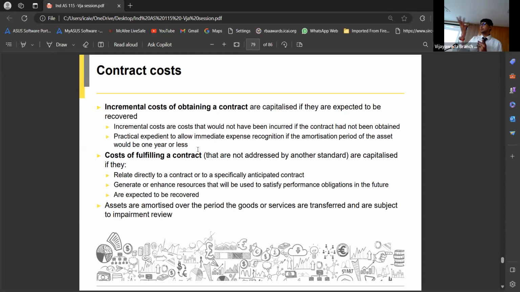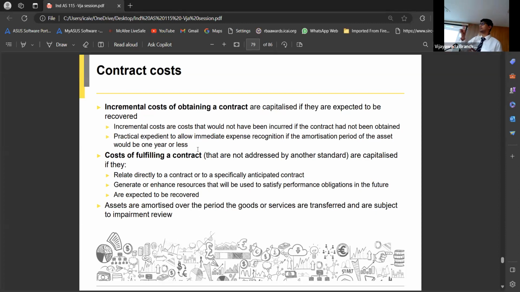For example, you paid brokerage to get the premises for rent, or you have done some setup costs, one-time costs. Identify those one-time costs. Again, regular costs you can't capitalize. Those costs you can take over the contract. So that is fulfillment costs basically.